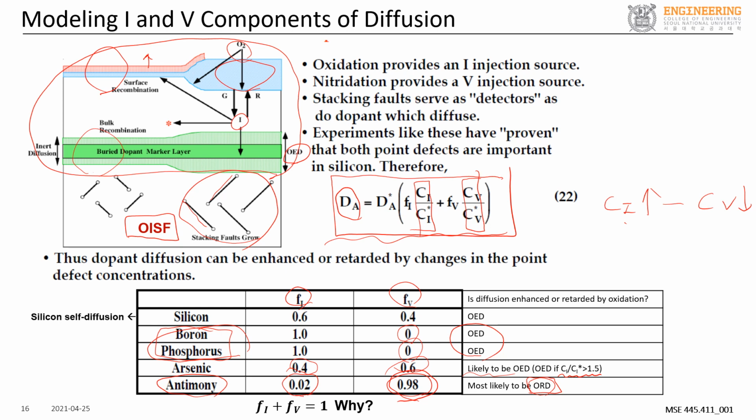One thing to keep in mind is that this is 1. Can you guess why? You can pause and maybe think about it. So the answer is if Ci and Cv is equal to its equilibrium value, right? This should be 1. So this should be 1, right? So what you get is dA star Fi Fv, and this should be the same as dA star, because that's when the interstitial and vacancies are in equilibrium. So which means this should be 1.